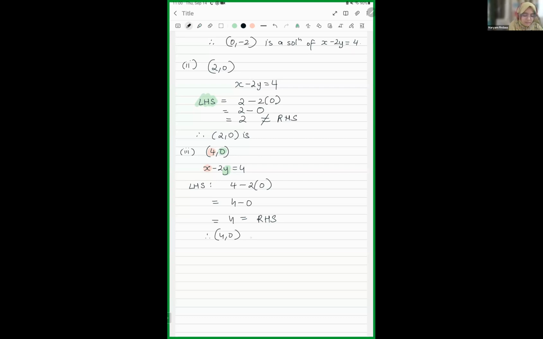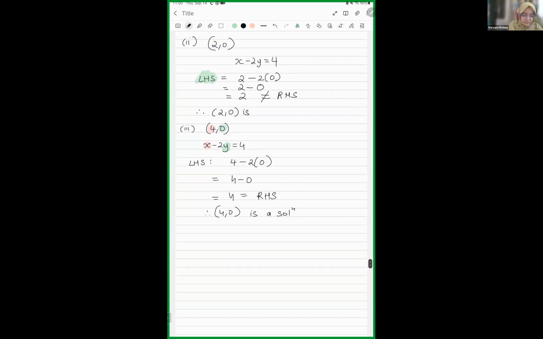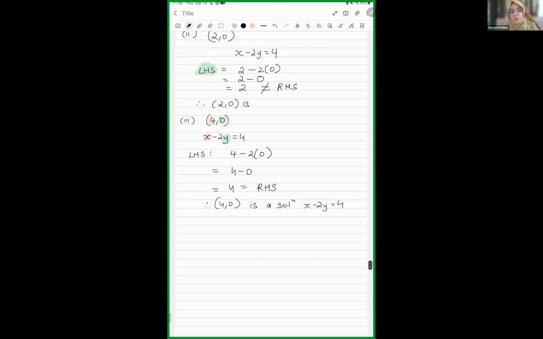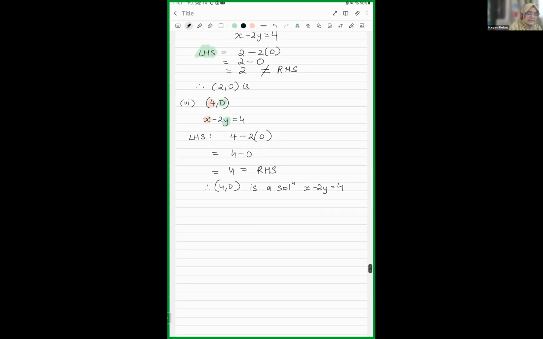Yes, Avni? (4, 0) is the solution of x minus 2y equals 4. You won't say the solution, you will say a solution. Why are we saying a solution? This I will tell you in the next class, Inshallah. A solution, because there are infinite number of solutions for every line. We will discuss this in detail in the next class.